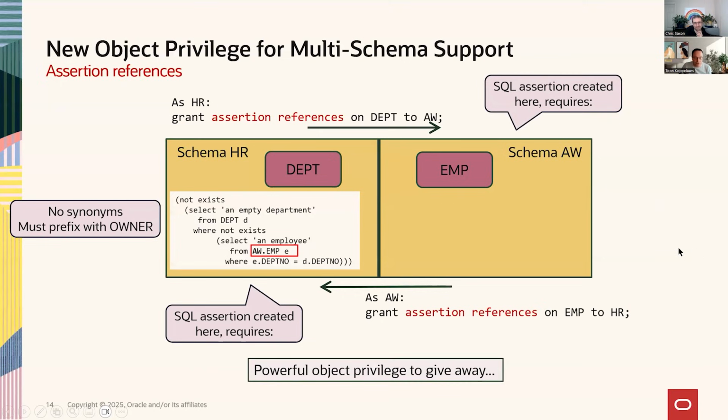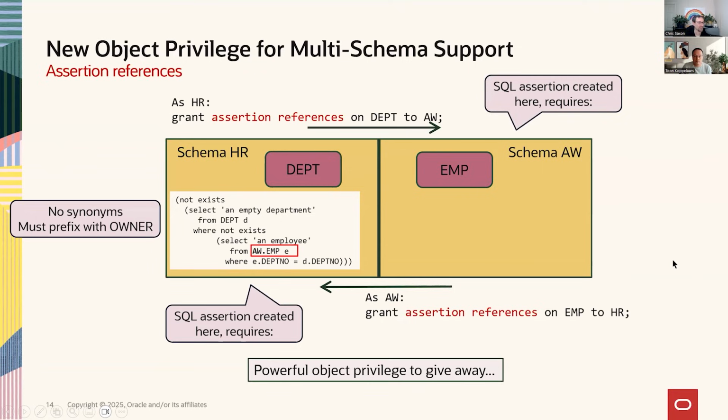Now, this is a very powerful object privilege to give away. I just want to quickly make you aware of this, because if you grant this object privilege to a different schema, then the owner of that different schema could basically create an assertion like create assertion, whatever name you want to give it, not exists, select star from your table. And once that assertion is created, you cannot insert any row anymore in your table. So it's a very powerful object privilege to give away because your table will be involved in assertions created by the other schema.